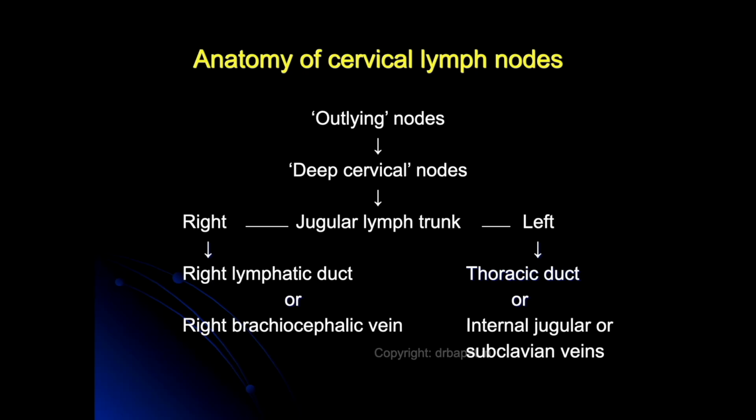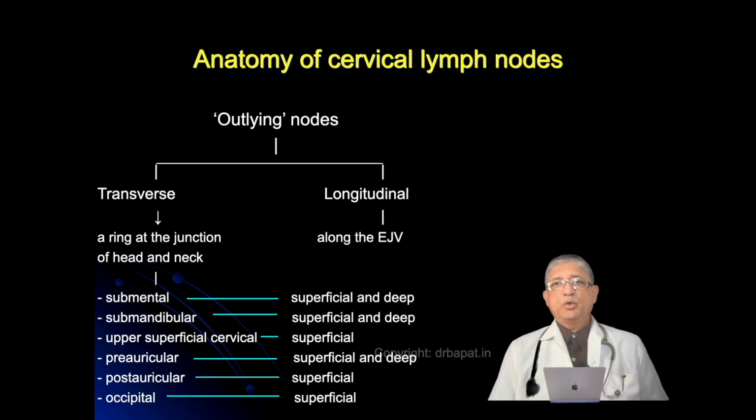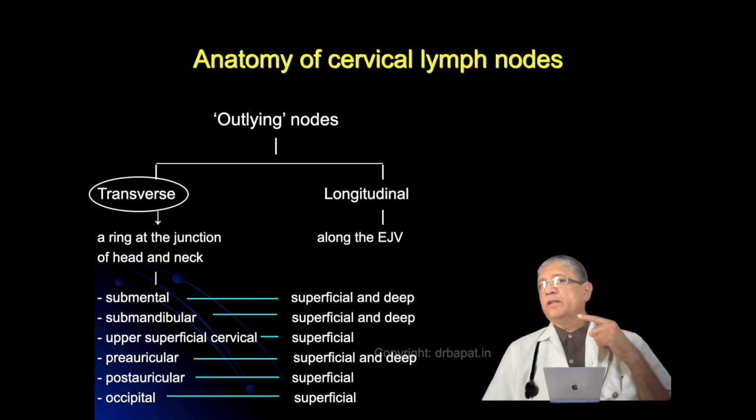Lymph nodes in the neck may be broadly classified as deep cervical nodes, which lie within the carotid sheath around the internal jugular vein to be precise, and all the remaining lymph nodes as the outlying nodes. The outlying nodes are disposed in two broad groups, transverse and longitudinal. The transverse group forms a ring or a pericervical collar located at the junction of the head and the neck.